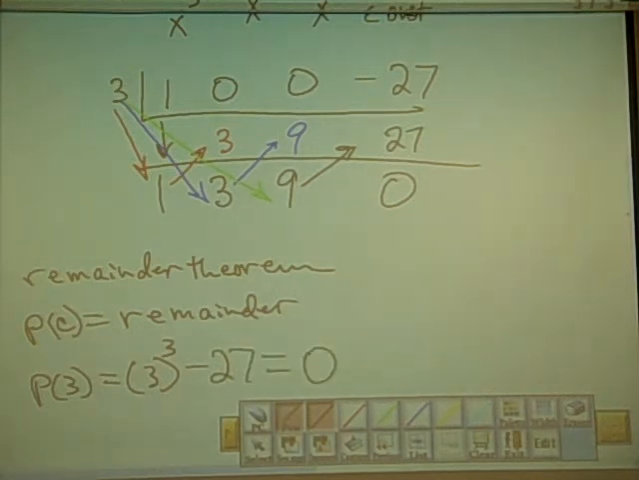Well, 3 cubed is 27, 27 minus 27 is 0. And so it checks. So the remainder theorem can be used as a check. And that concludes this lesson.